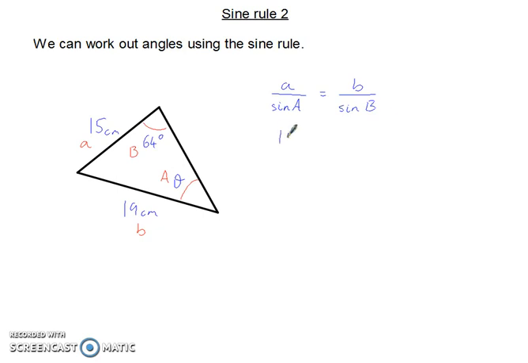A is 15, so we're going to have 15 over sine big A, which is theta, 15 over sine theta equals B, that's 19 over sine big B, sine 64 degrees.